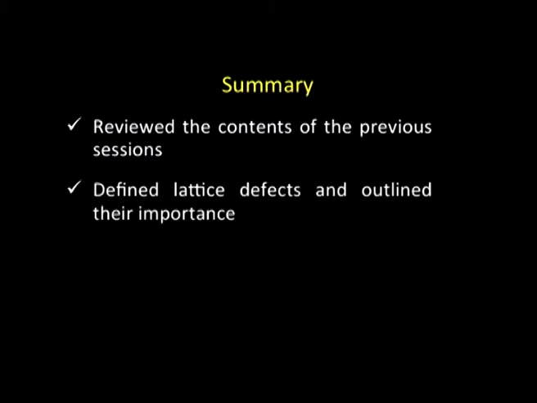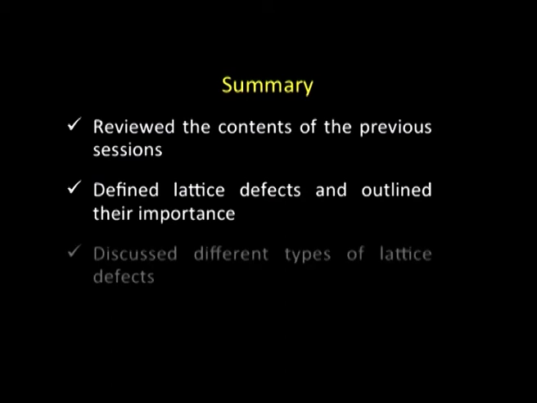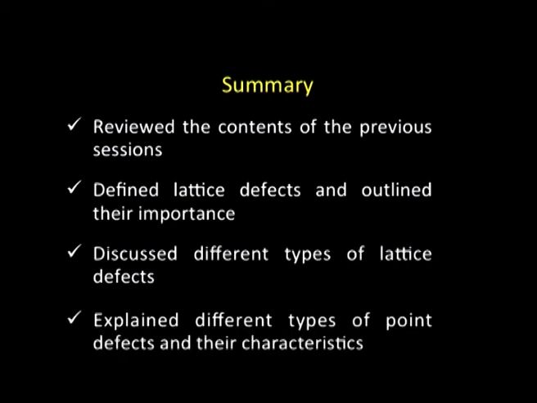Okay, let's quickly sum up what we've done today. We reviewed the contents of previous sessions, and thereafter we defined lattice defects and outlined their importance. Having done that, we moved on to discussing different types of lattices. We classified lattice defects, and then discussed different types of point defects and their characteristics. In the next session, we will move on to metallic bonding, that is, what kind of bonding there is in metals. Thank you.